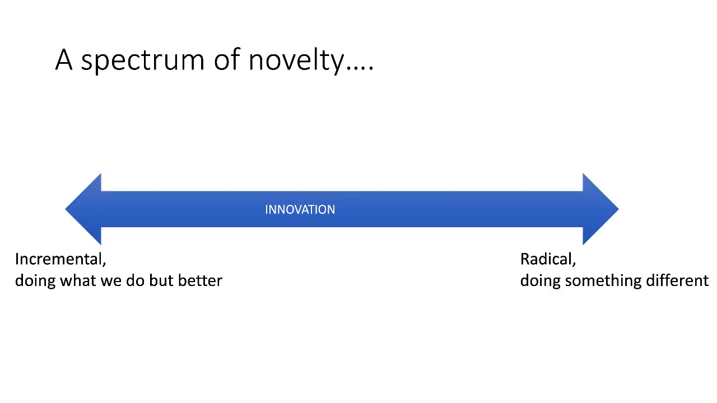So what we need to think about in managing innovation is a spectrum of novelty. At one end, we have incremental innovation, doing what we do, but better. And at the other end, we have radical innovation, doing something different. We need both, we need to manage both, and we need to recognize there are different challenges in doing both.